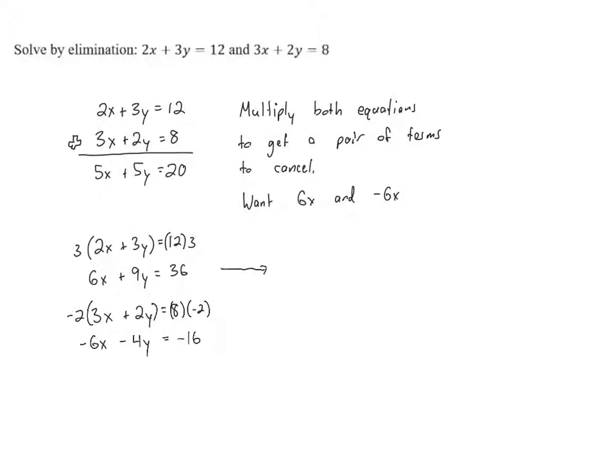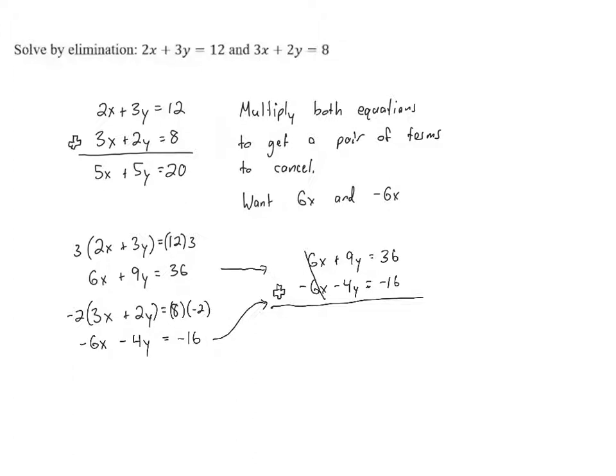So now we have the two equations, and we can stack them and eliminate the x's. We've got 6x plus 9y equals 36, and negative 6x minus 4y equals negative 16. When we add these together, 6x minus 6x is 0. The x's cancel, which is what we were hoping for. And now we can just deal with the y's.